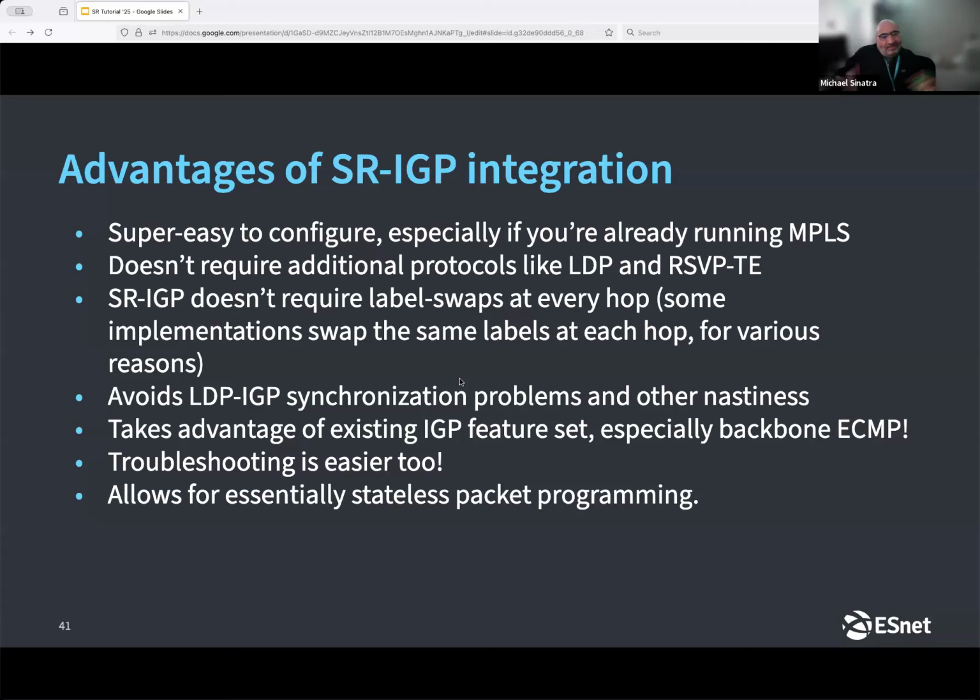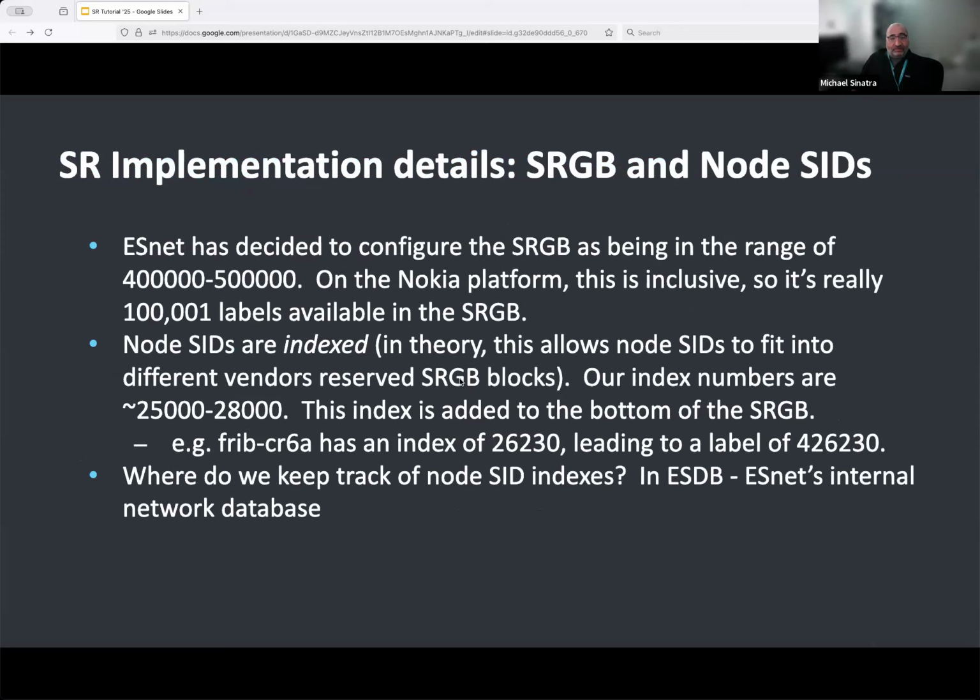Okay, so I just sort of gave you the advantages of doing this, and really the most important thing is that you can do stateless packet programming, and you don't have to worry about synchronization of other protocols with your IGP. So it just makes it very easy. It's also really easy to configure.